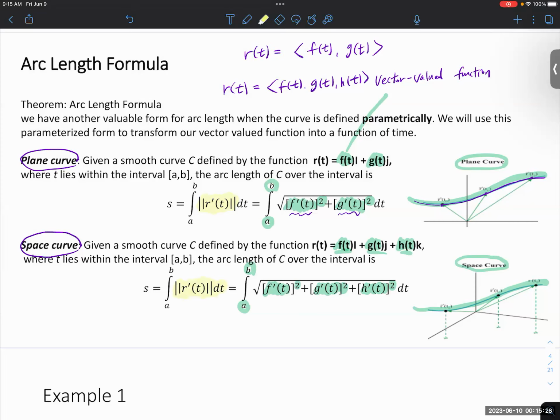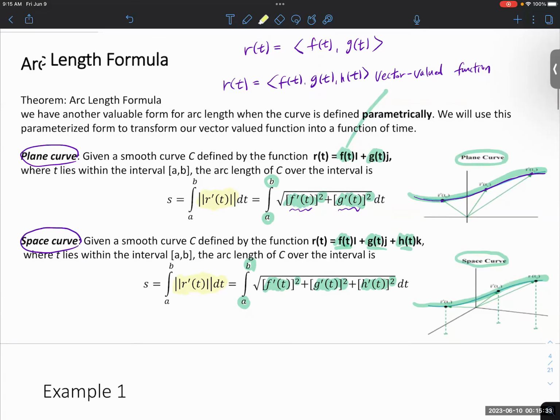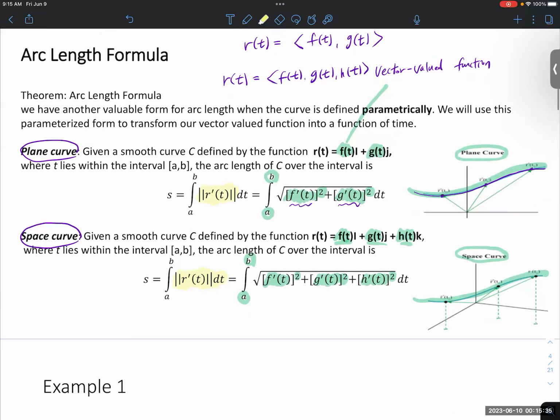So we are going to use this formula to find the arc length of the vector function. This is the vector, and you can find the length of it. Let's take a look at an example. Here we go.